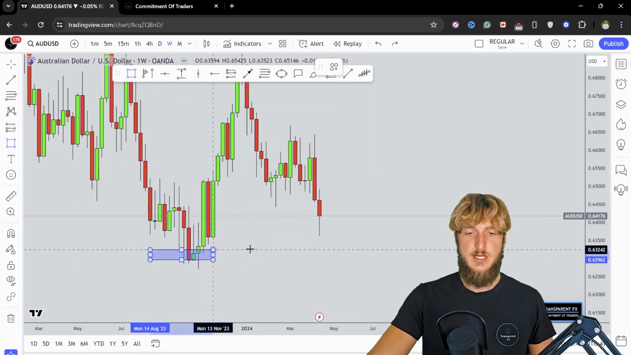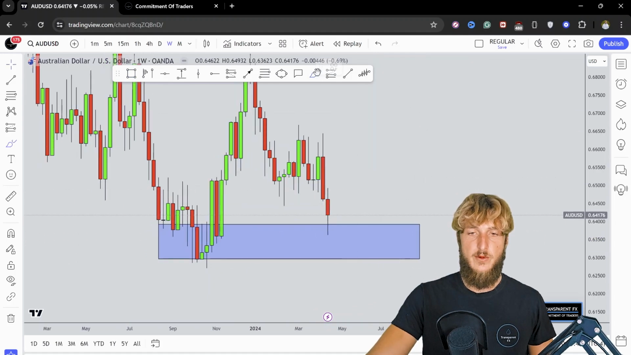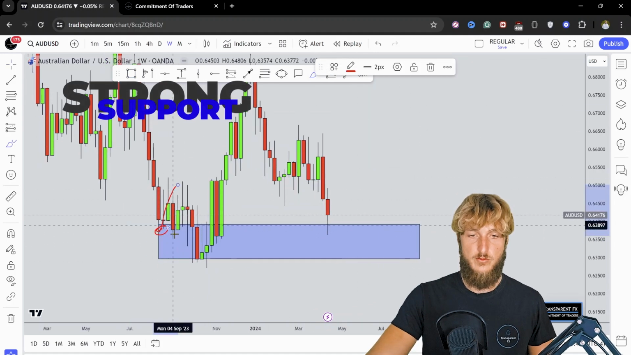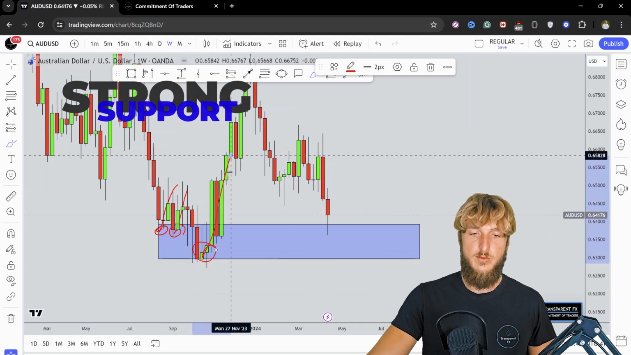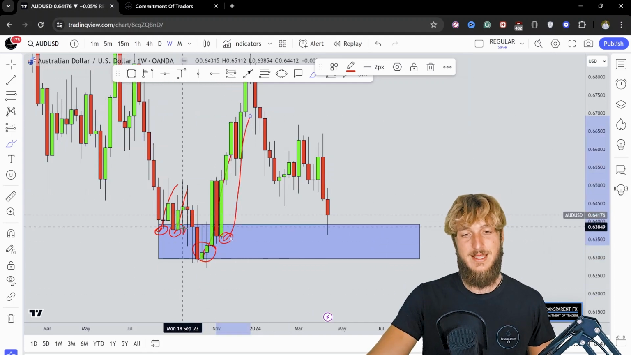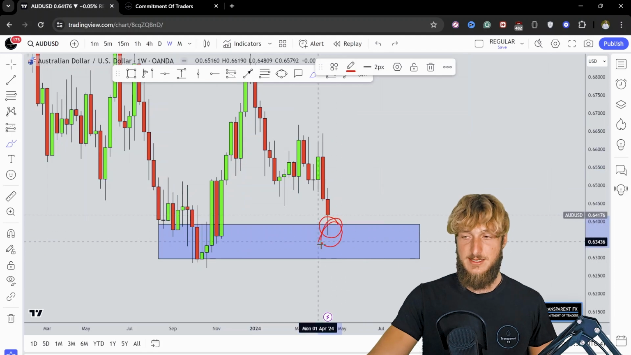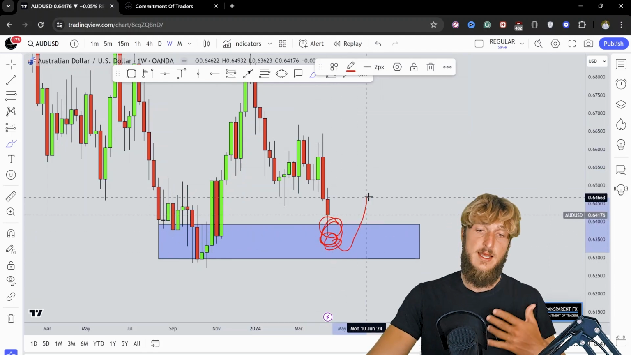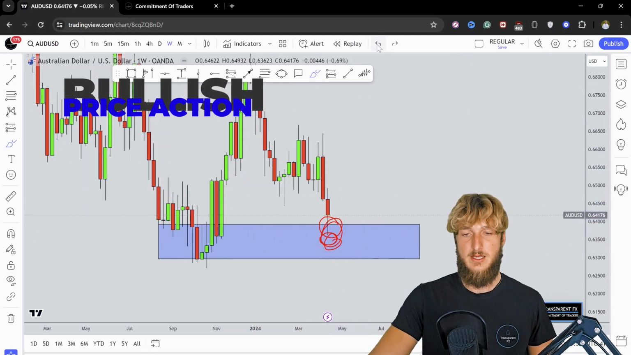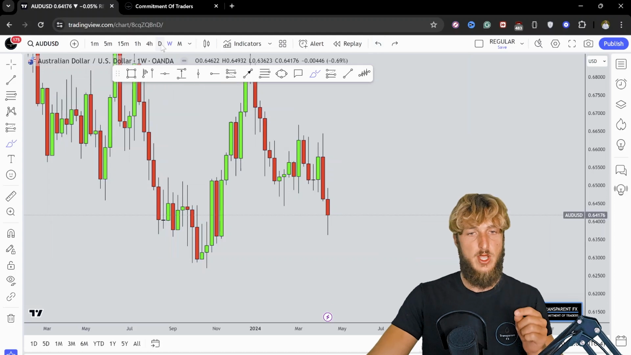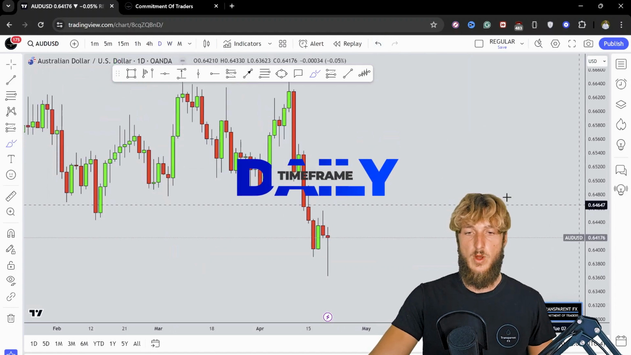We can also notice that if we look left, all this area has been acting as support for quite some time, with multiple rejections to the upside being created away from this exact same level. And as the market is testing the same zone once again, some bullish price action could be expected away from this area. Dropping down on the daily time frame, what do we see?